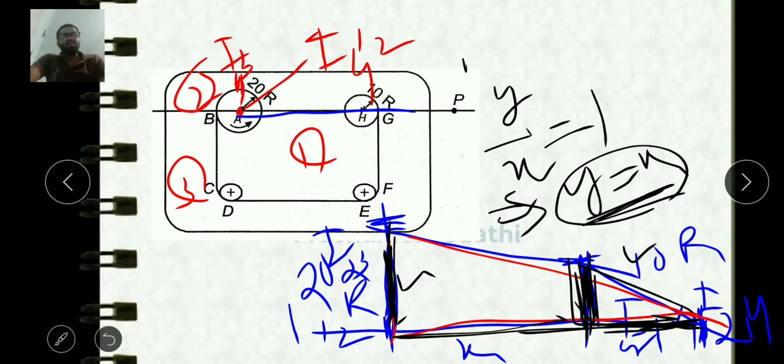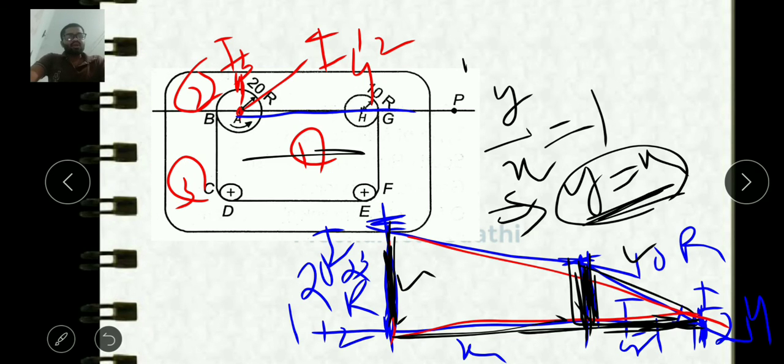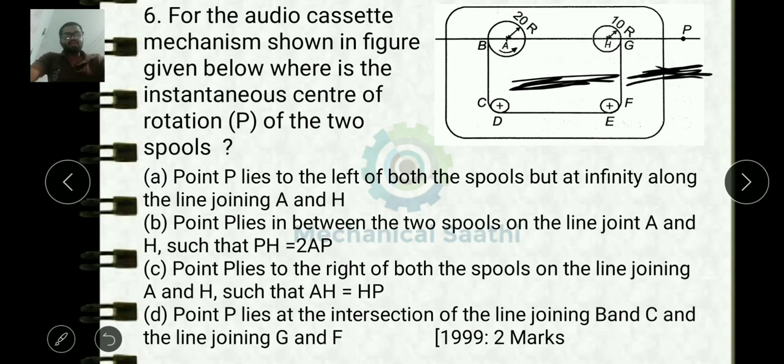So we'll be checking all the options here. This distance, G to P, will be equal to AG, because we took this distance as x and this distance as y, and we got the relation between x and y, that they are equal. So let us find the option where it is given.